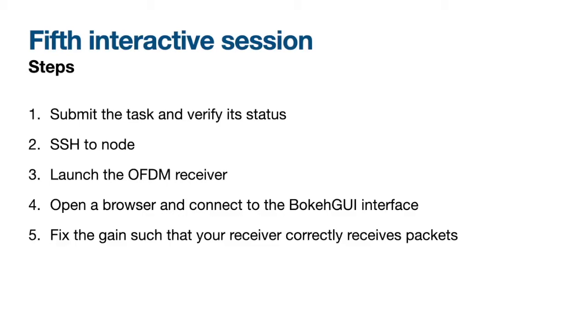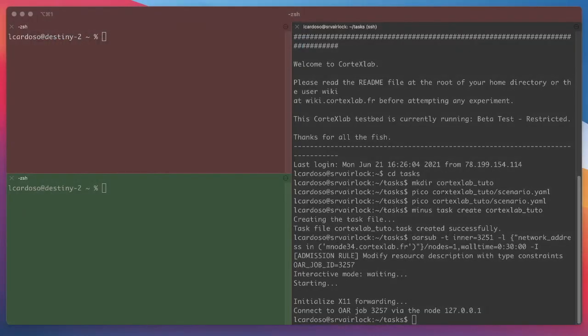Then we're going to open a browser locally in our computers, and we're going to connect to the BOKU Gui interface, which is running in one of the nodes. Then we're going to play around with the gain such that the receiver correctly receives packets. So let's start with the first thing, which is submit the task. So now let's switch to the terminal.